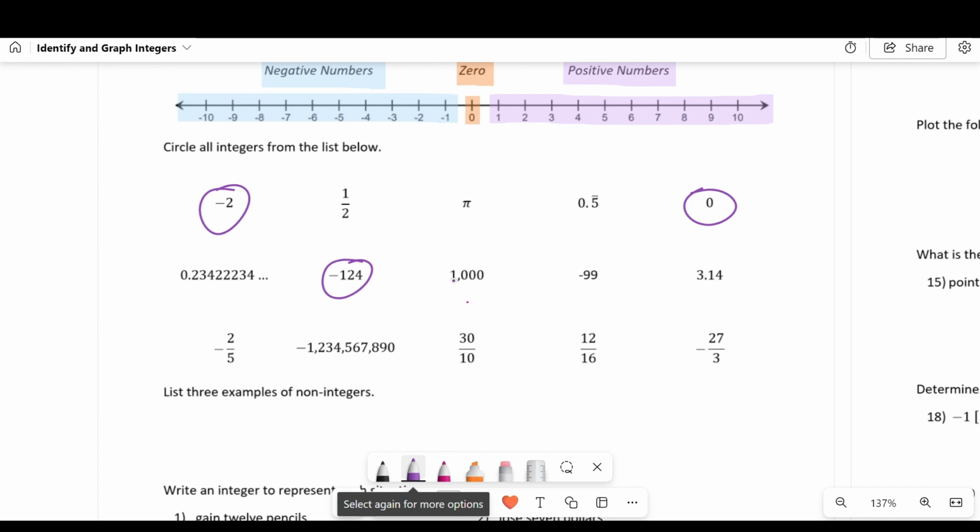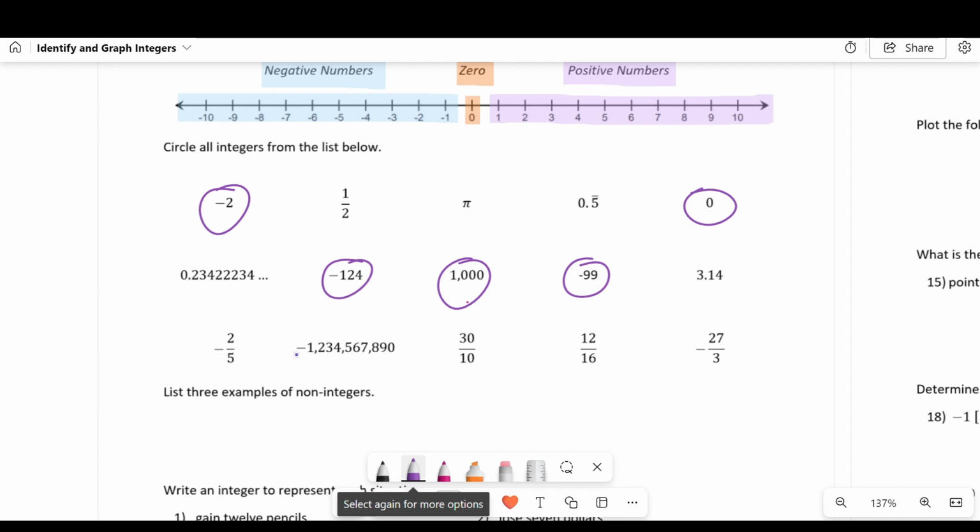Similarly, you have the number 1000. If I keep going and I keep counting, I will get to 1000. -99, also an integer. 3.14, it's a decimal. It's not an integer. -2/5. I can't reduce or simplify -2/5. It's a fraction, therefore not an integer.